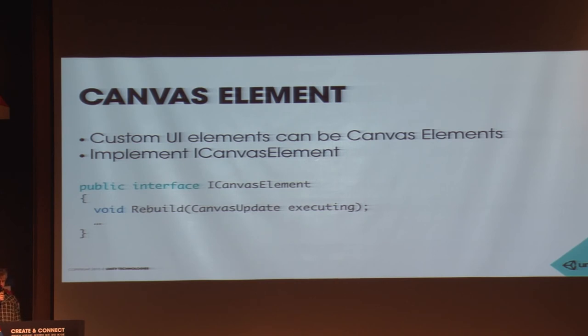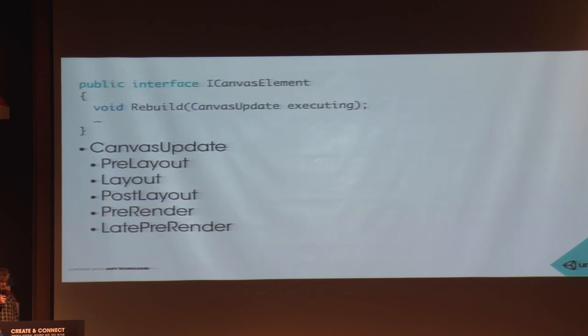There's a concept called canvas element, which is something in the UI that can be rebuilt. Any custom UI element can be a canvas element if it implements the interface called ICanvasElement. This interface has a few different methods you need to implement, but the most important one is called Rebuild. That is called when some parts of your calculation should be run to rebuild. The Rebuild method has a CanvasUpdate enum value that specifies which callback is currently invoked. And this can have a few different values.